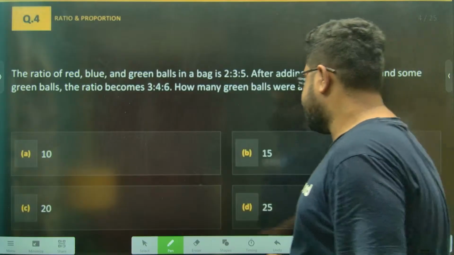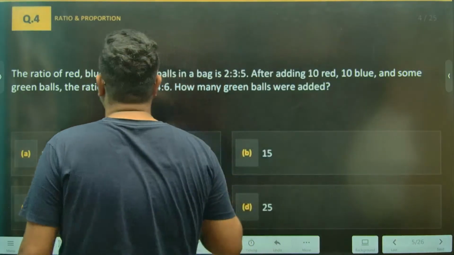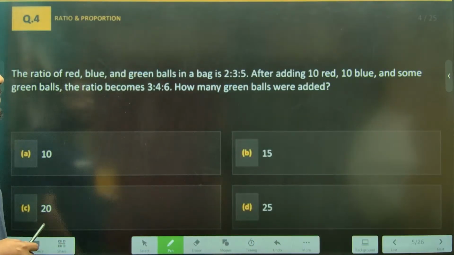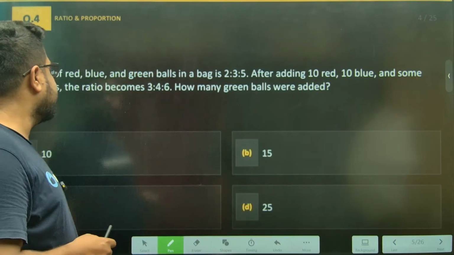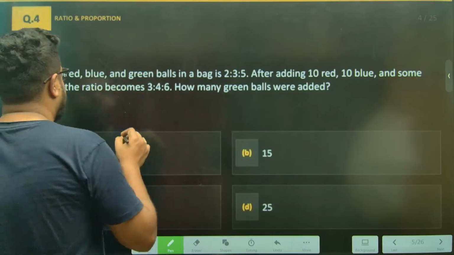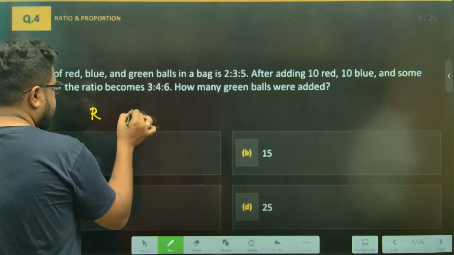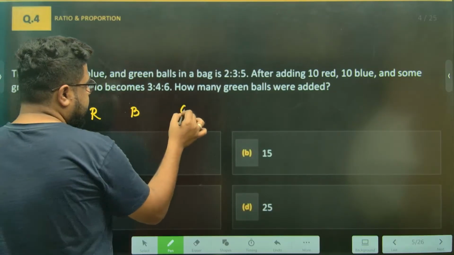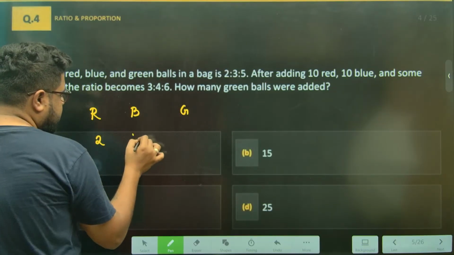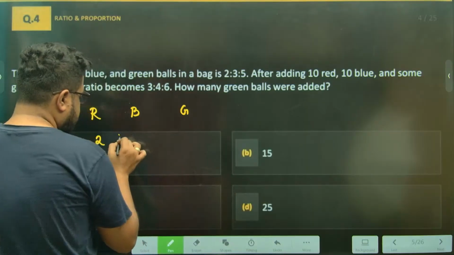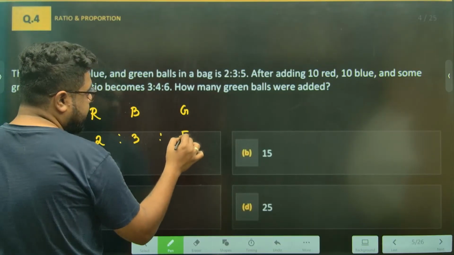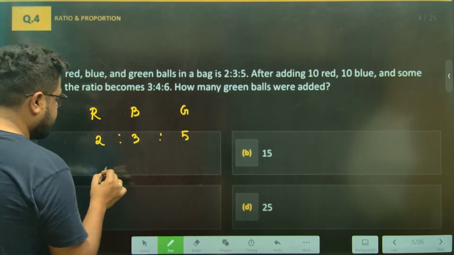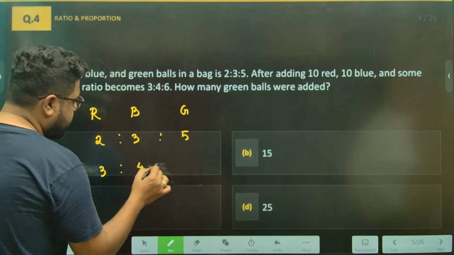Next one, please, sir. They have given you a ratio of red, blue, and green balls 2 is to 3 is to this. After adding 10 red, 10 blue, and some green, the ratio becomes this. Okay. Red, blue, and green. The ratio was 2 is to 3 is to 5. After adding, the ratio becomes 3 is to 4 is to 6.